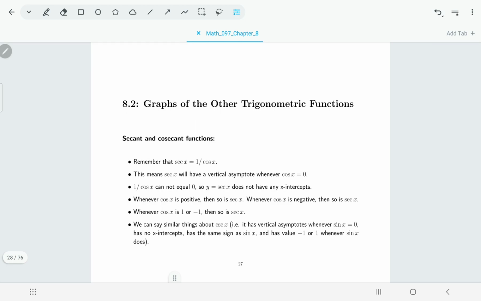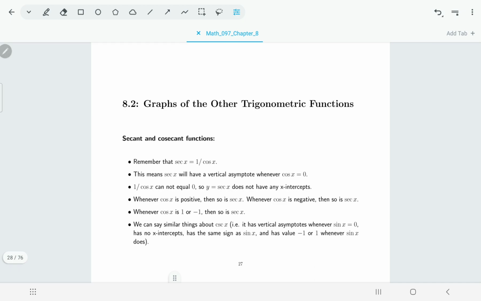You could also say some other things like, since secant is 1 divided by cosine, this fraction could never be equal to 0, and that's because a fraction is only ever equal to 0 when the top is 0, and here the top is always 1. Secant could never be equal to 0, which means secant has no x-intercepts. Secant and cosine are both positive at the same time and both negative at the same time. So if cosine is negative, then so is secant. If cosine is positive, then so is secant. And those are the sorts of things that we can come up with.